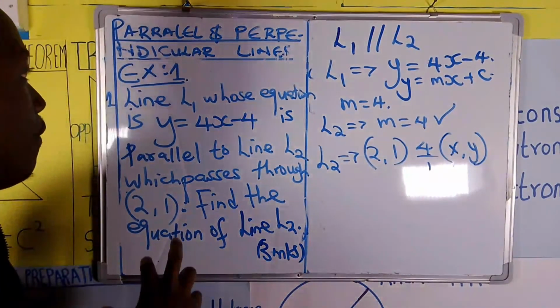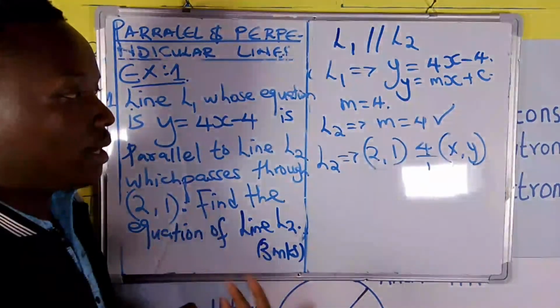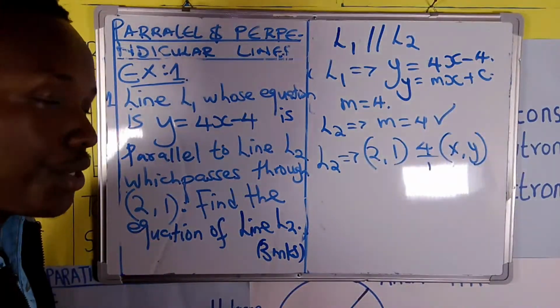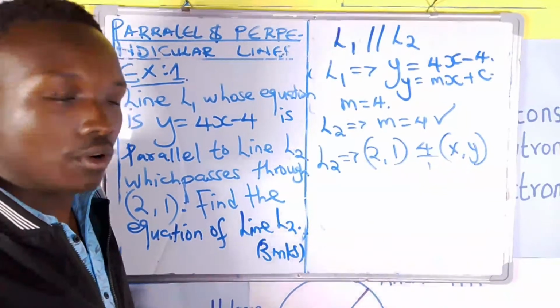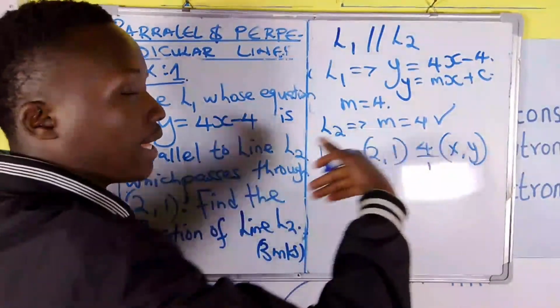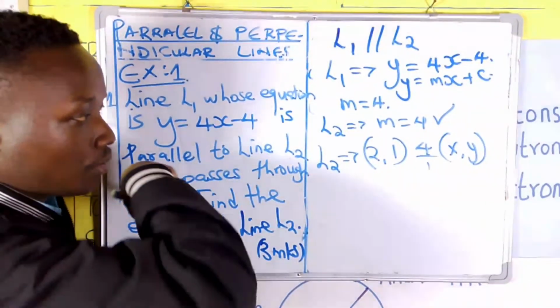So if you are now following, this is lesson number 3. In our lesson number 2, we had already covered how to determine the equation of straight lines given two coordinates. So in this case, we will now use the concept we used in lesson 2 to answer this particular part.